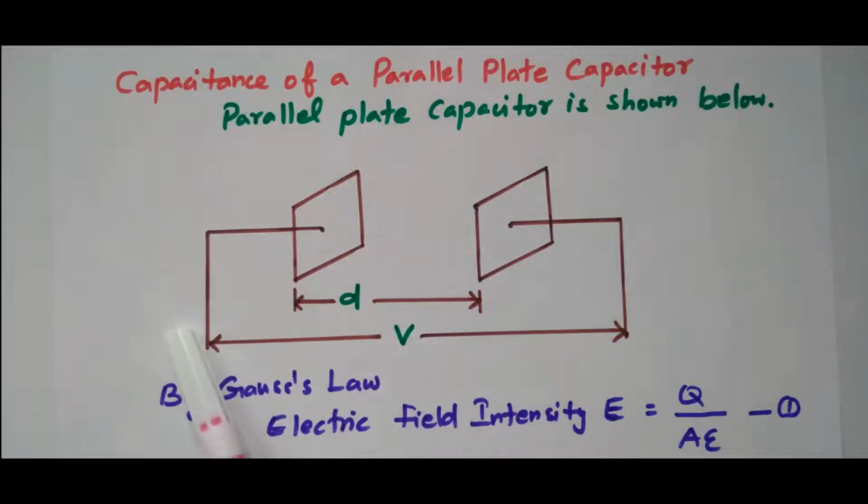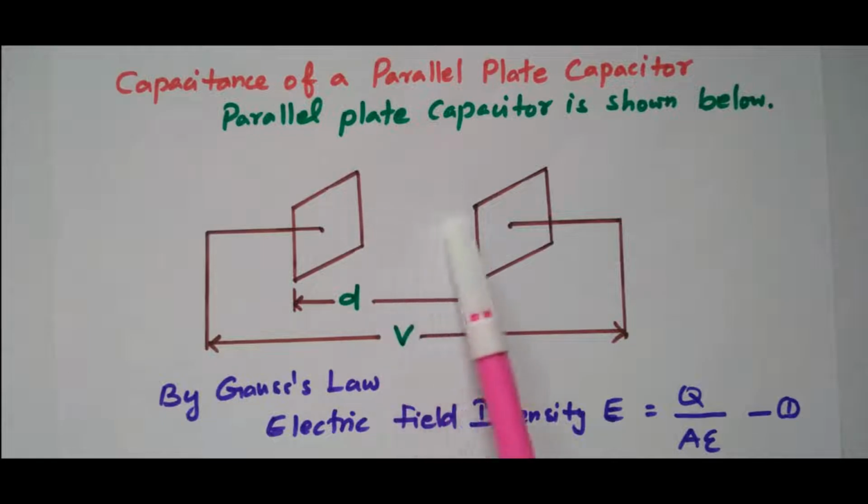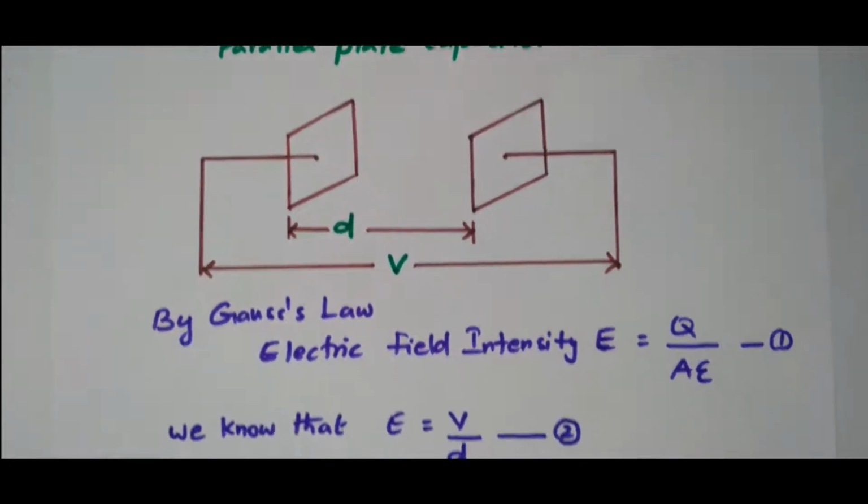V is the applied voltage between the parallel plates and the distance between these two plates is d meters. Right? The parallel plates are available, the applied voltage is V, the distance between the plates is d. Here the dielectric materials are available. So first we will see the derivation.